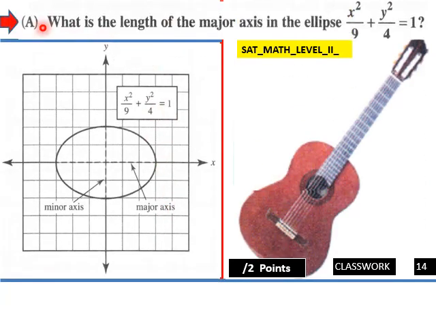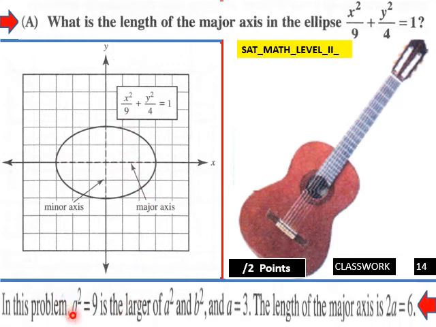So for example A here, what is the length of the major axis in the ellipse x squared over 9 plus y squared over 4 equals 1? Here is a diagram of that, with the major axis and minor axis. In this problem, a squared equals 9 is the larger of a squared and b squared, and a equals 3. The length of the major axis is 2a equals 6.